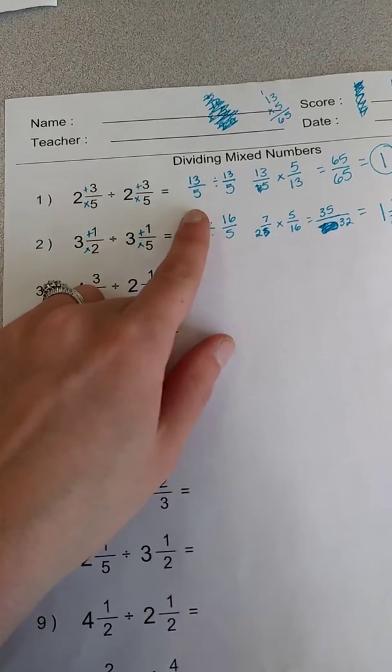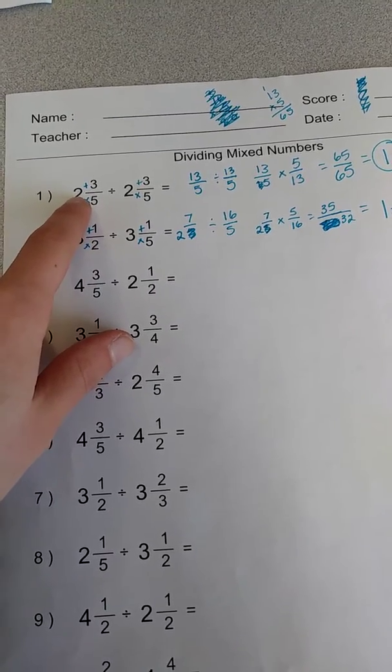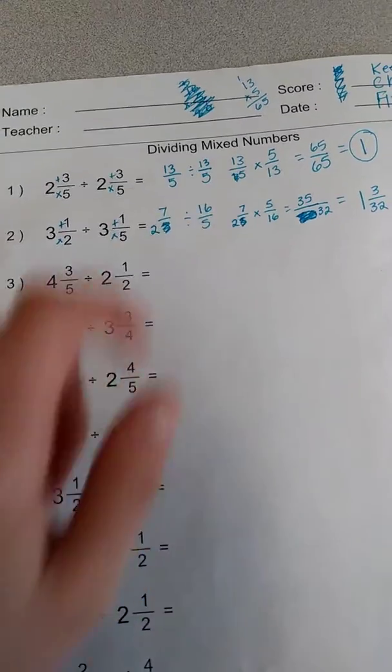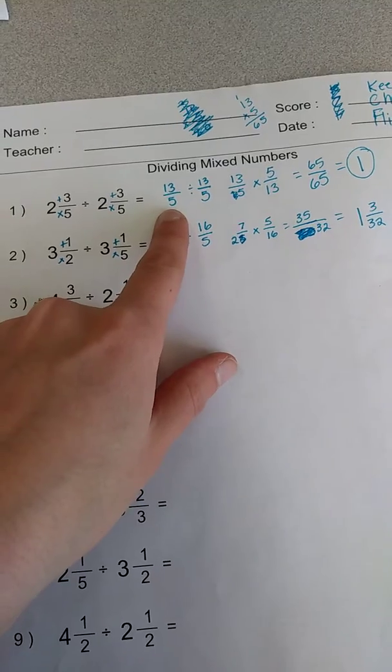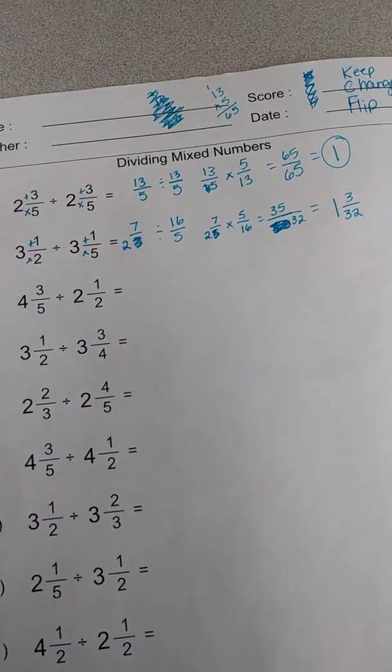into improper fractions. How I did that was I took my denominator, I multiplied it by my whole number, and then I added on my numerator. My denominator then stays the same. So in this case, I had 13/5 divided by 13/5.